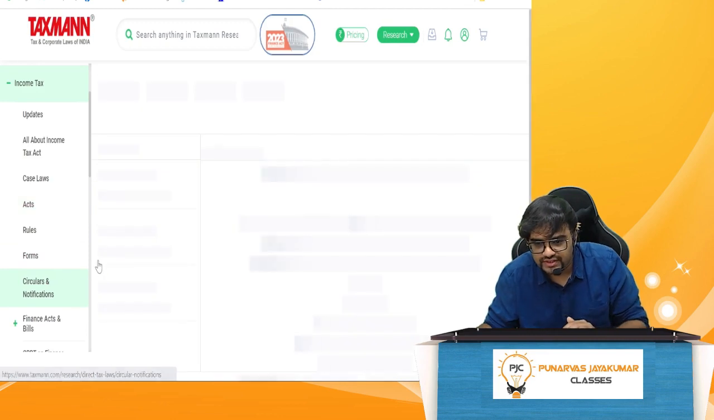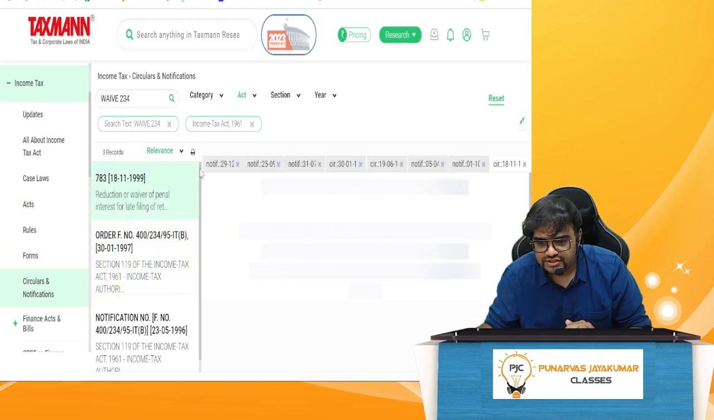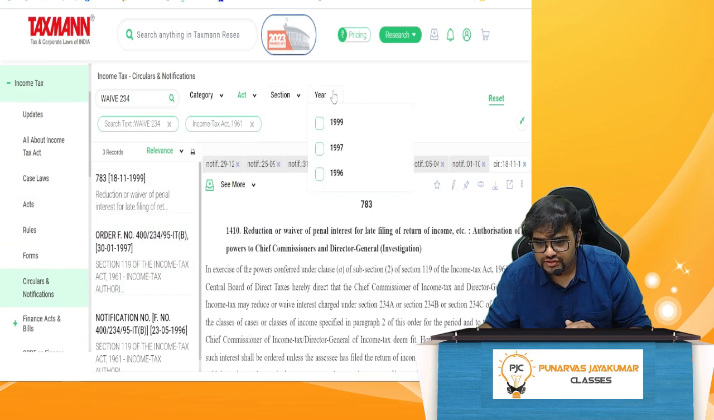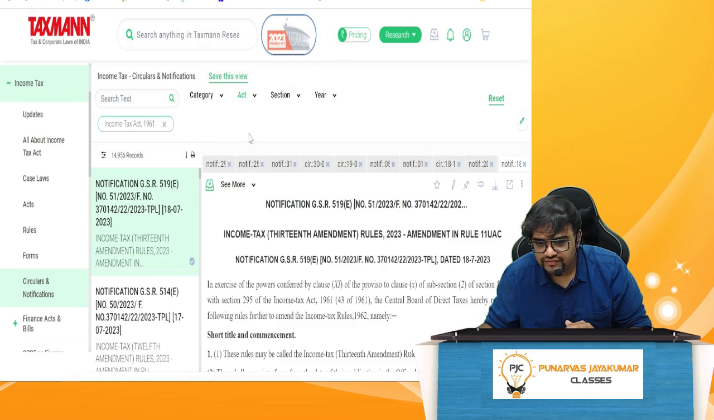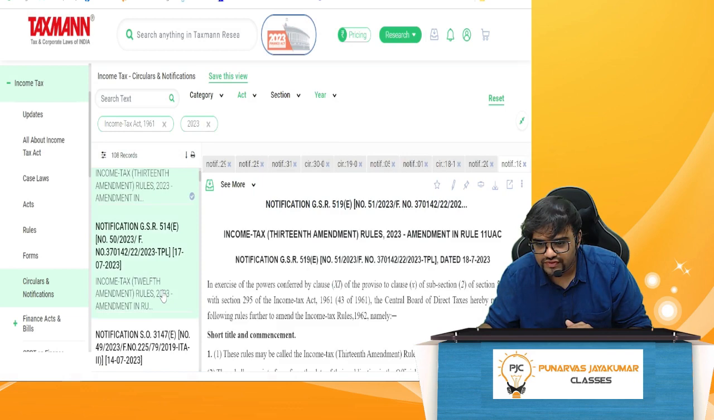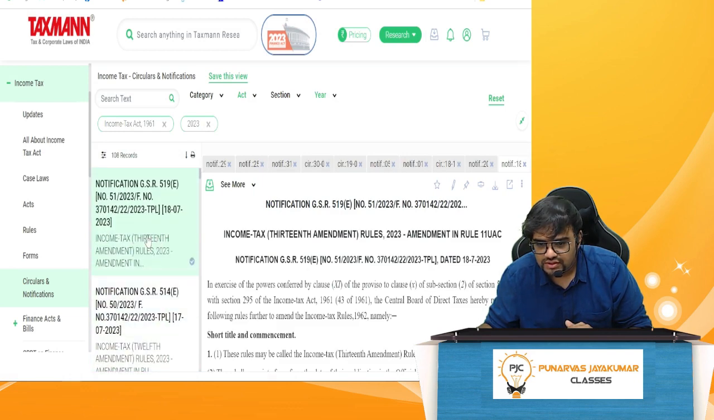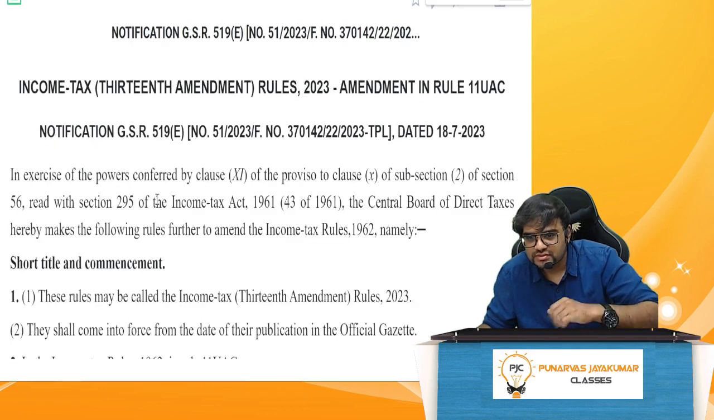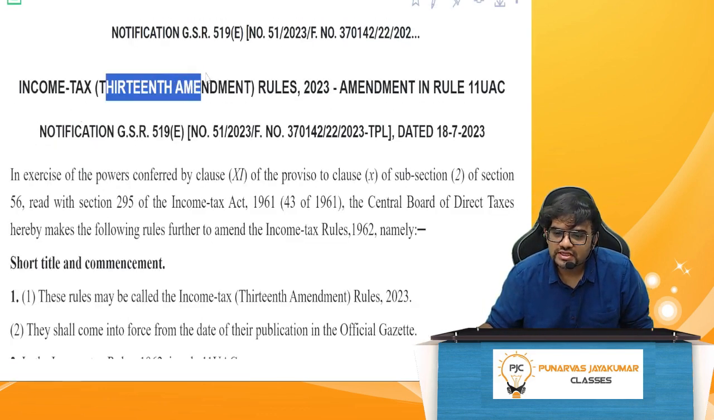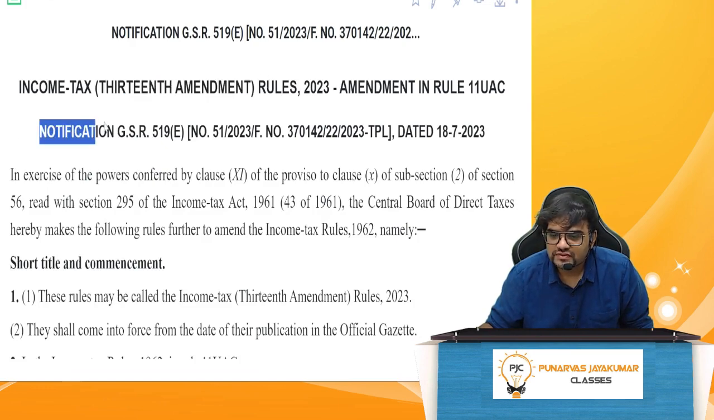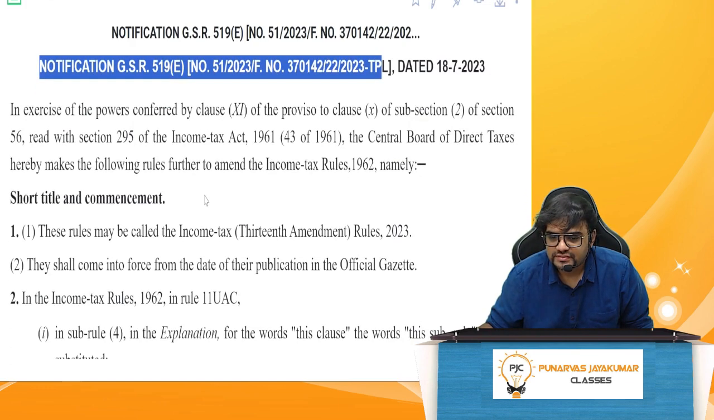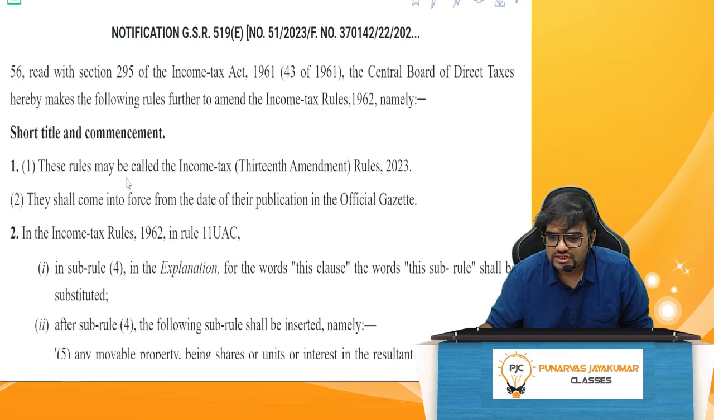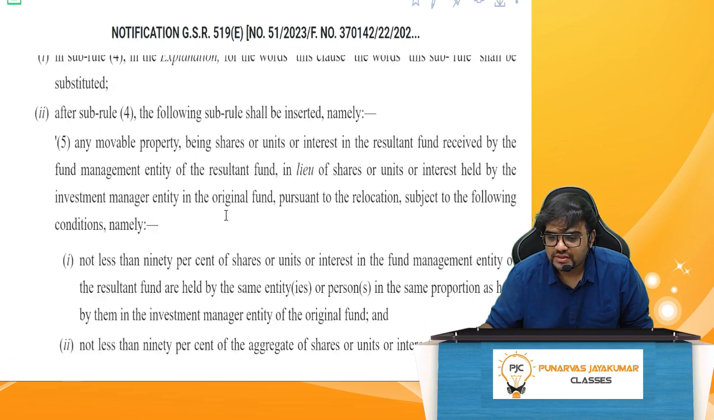there are so many, for example, circulars and notifications. I can check year-wise also. So many notifications have come. Every day in 2023, we can check, all these are notifications. This is a notification which I'm randomly showing you. This is as per the Income Tax 13th Amendment Rules. So the notification will be in this format. These may be called the Income Tax 13th Amendment Rules.